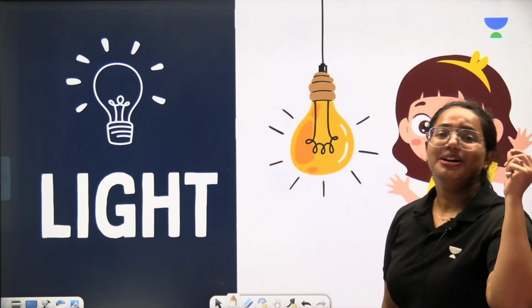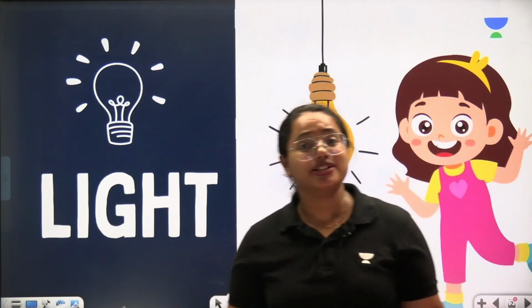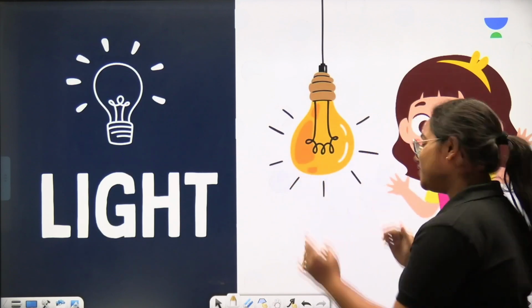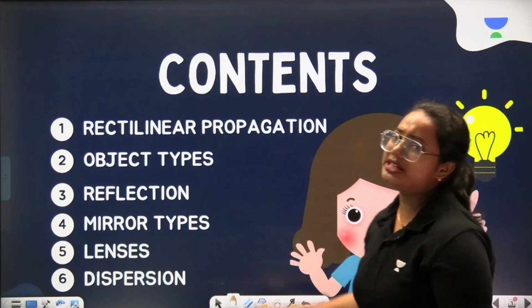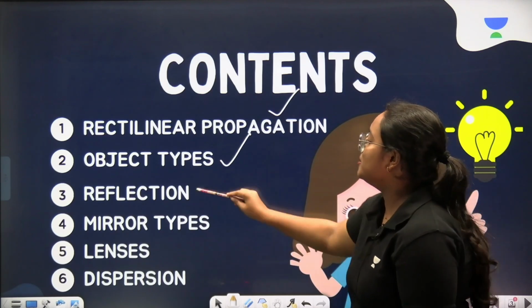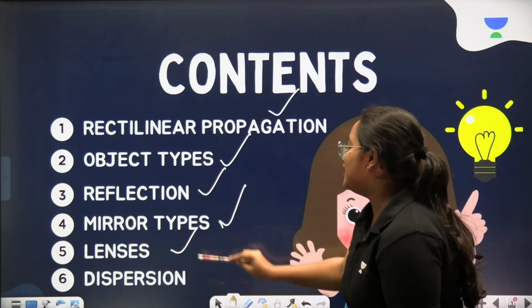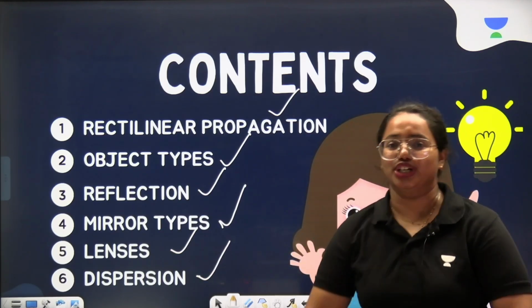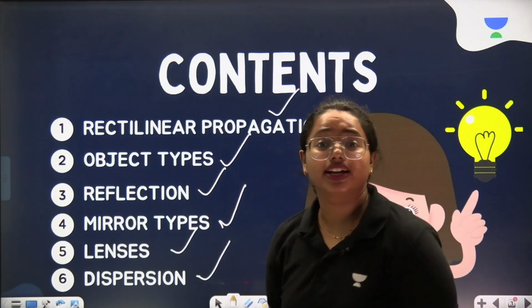So let's get started. My name is Aishwarya Sindhu Ramachandran and I will be your science educator today. So let's dive into our contents. We will be starting with the very first concept, rectilinear propagation, object types, reflection, mirror types, lenses, and finally dispersion. These are the basic concepts that we will be learning today.